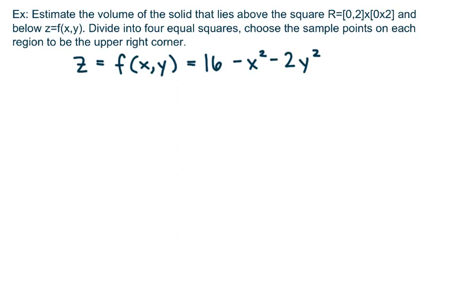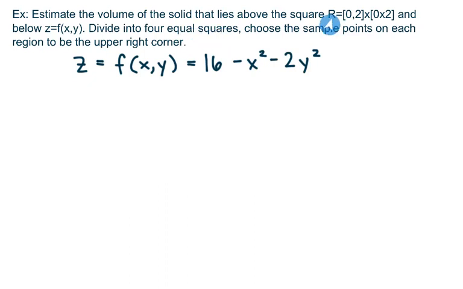For this example, we're going to estimate the volume of the solid that lies above this square region, region R. So this capital R means the region. We're saying that x is from 0 to 2, and my y values are from 0 to 2. That creates a square in that first octant. So above that region and below my surface. And we're going to divide this into 4 equal squares.